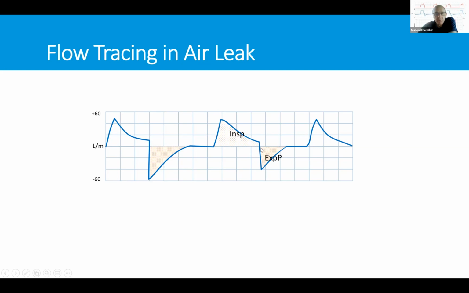Take a look at the area under the curve here. This is the expired volume. So you know that you inhaled more than what you exhaled. This could be either because of air leak or air trapping. In this example here, it is air leak, but you won't be able to differentiate without looking at the other parameters on the ventilator. And the difference between the first peak expiratory flow and the second peak expiratory flow would give you an idea about how much volume we lost.